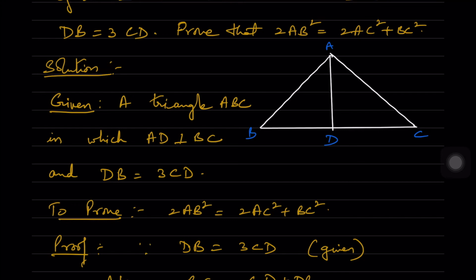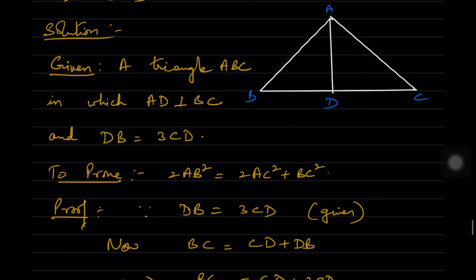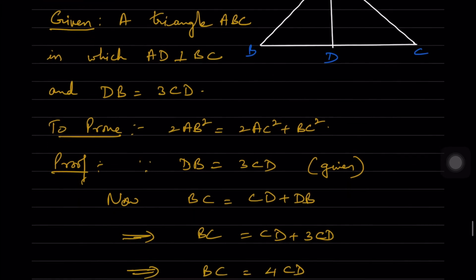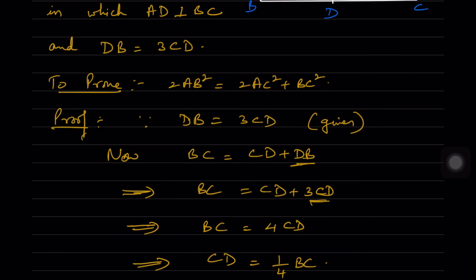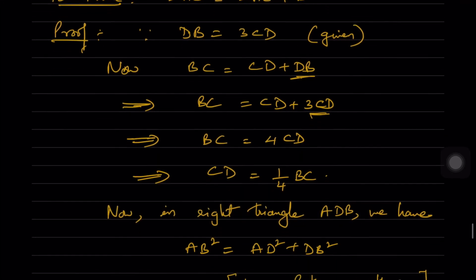Now the proof. Since DB is equal to 3CD, BC is equal to CD plus DB. In the place of DB, we are writing 3CD. So you are getting BC is equal to 4CD, or CD is equal to 1 by 4 BC.